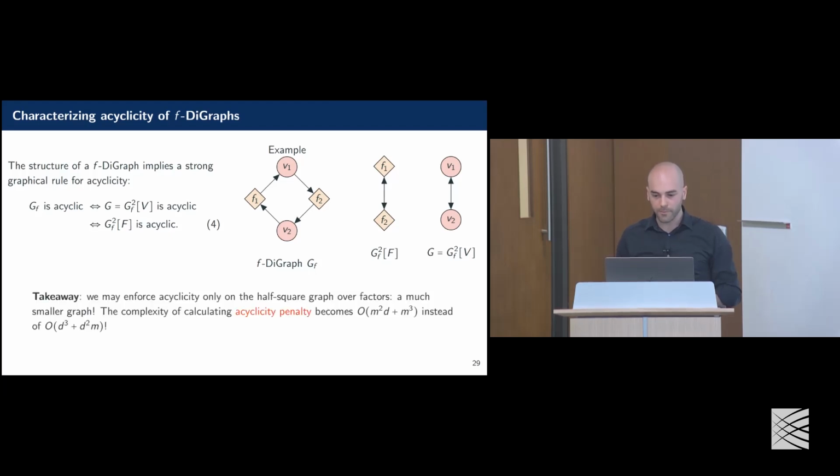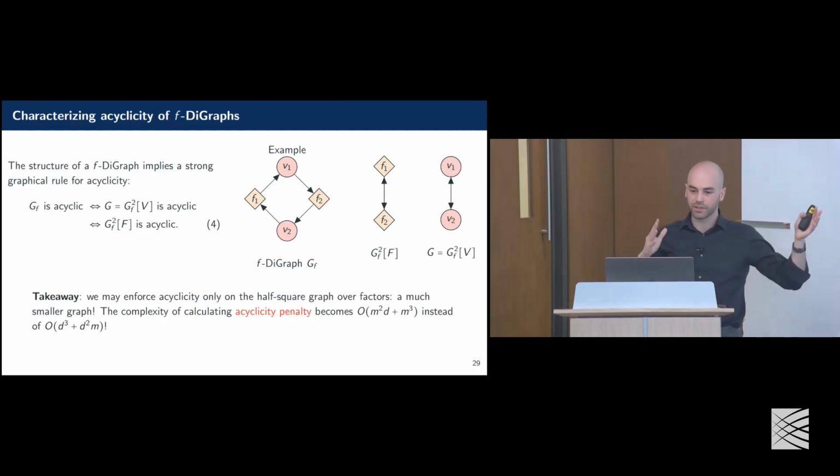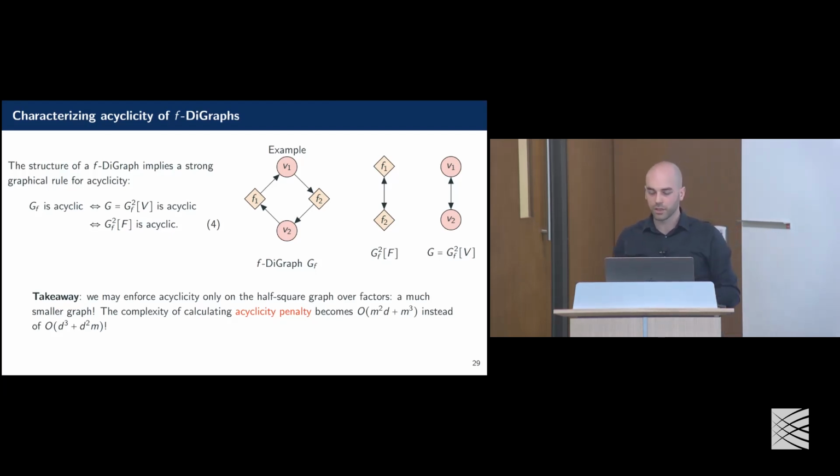For this reason, it's interesting because we have a choice here. Either we calculate acyclicity on the bipartite graph or on the smaller graphs; we can pick any one of them. When you look at the complexity, you first need to assemble the matrices, and then you need to calculate acyclicity. Acyclicity is cubic, as I've shown before with the trace of the exponential. So if we take acyclicity on the factor half-square version, the complexity becomes m cubed plus m squared d.